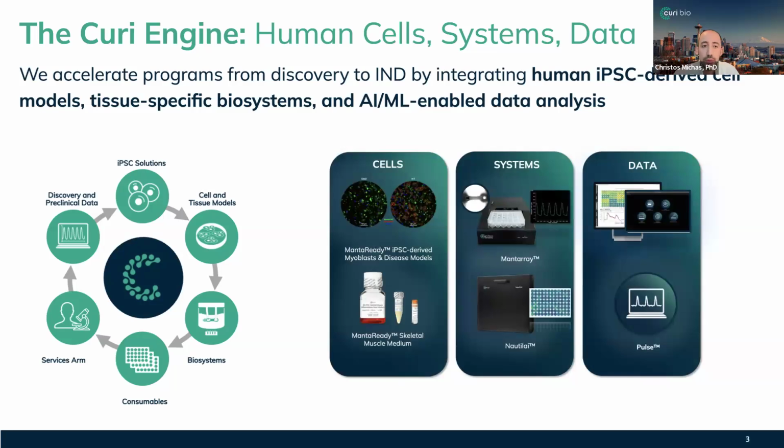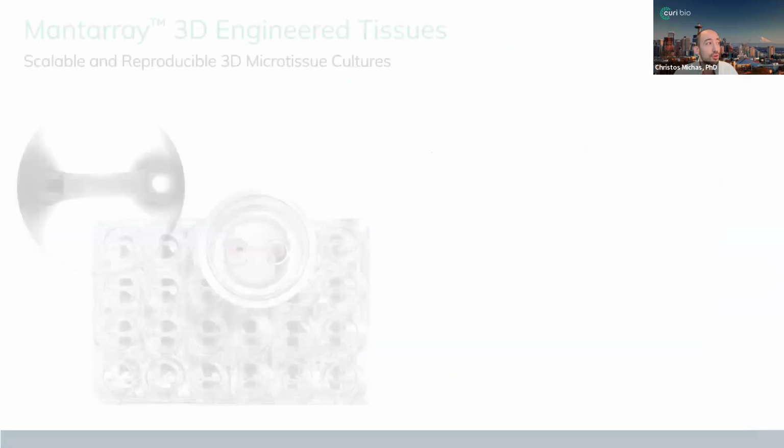We have cells, media, and consumables that help you build 2D and, most importantly, 3D cultures. We have systems, or biosystems as we call them, so you can run experiments with these cultures and extract data. And finally, we have data analytics tools, so you can process the data and reach the conclusions that you would like in the convenience of your own lab. And starting, we're going to go into the Mantarray plate.